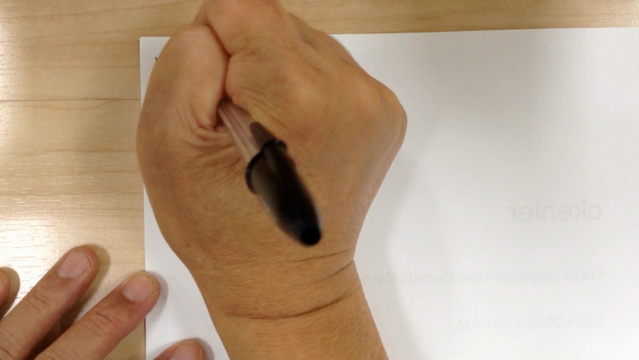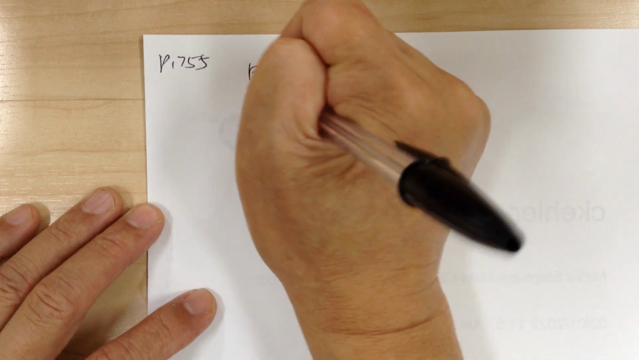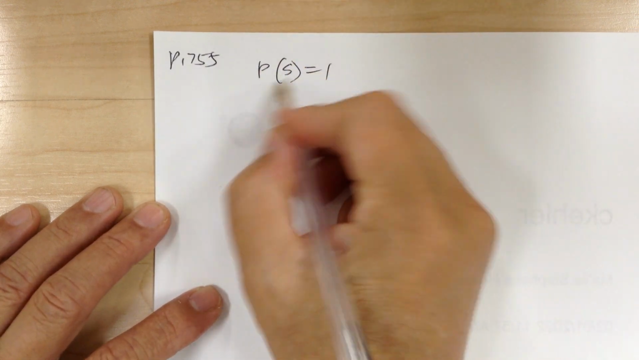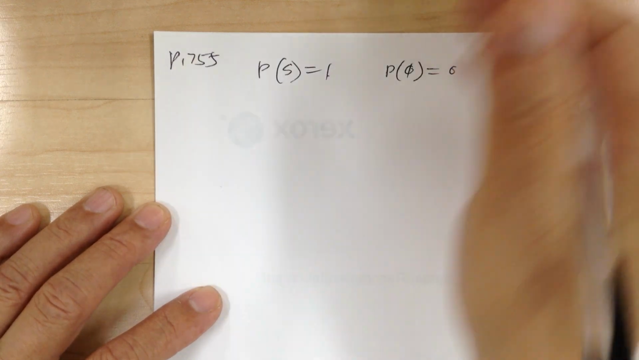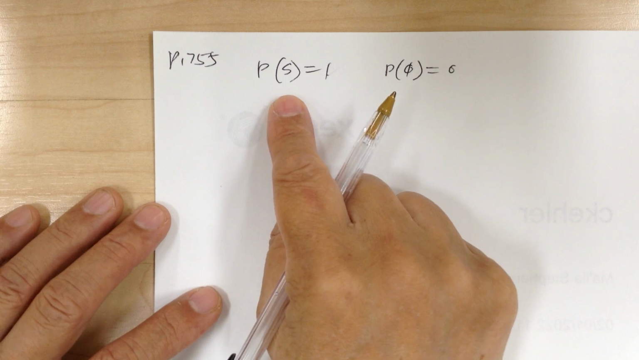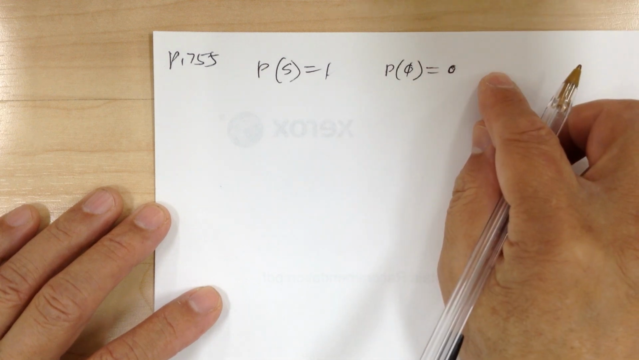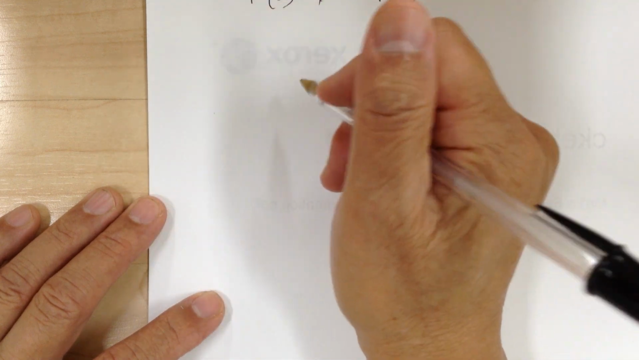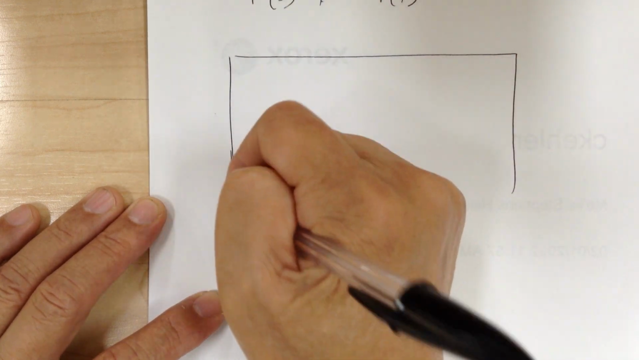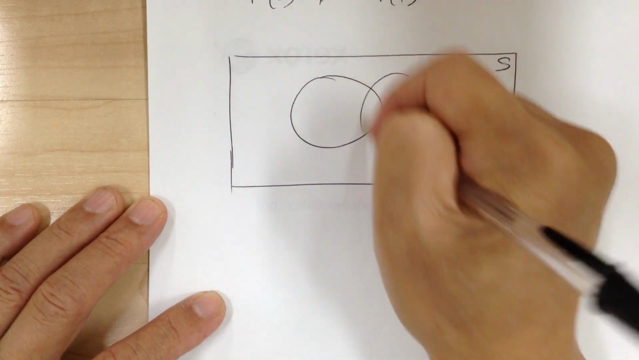Now, if you look right in the middle of page 755, the probability of the sample space is equal to 1. So probability of everything is equal to 1. And probability of the empty set is equal to 0. Again, probability of the sample space means probability of everything together is equal to 1, and probability of something that never happens will equal 0. Now, also below that, you have this over here. S is your sample space, which means everything. You have the A and you have the B.